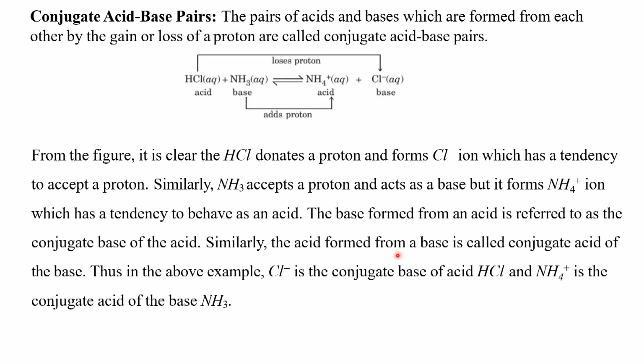Similarly, the acid formed from a base is called the conjugate acid of the base. Here the NH4+ ion can donate a proton and the corresponding base is NH3. So the NH4+ ion is the conjugate acid of the base NH3. Thus in the above example, Cl- or chloride ion is the conjugate base of acid HCl and NH4+ is the conjugate acid of the base NH3.